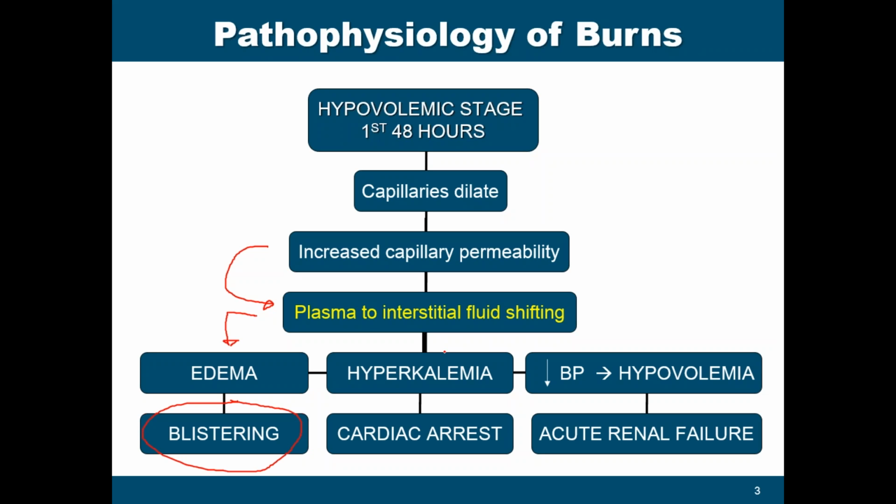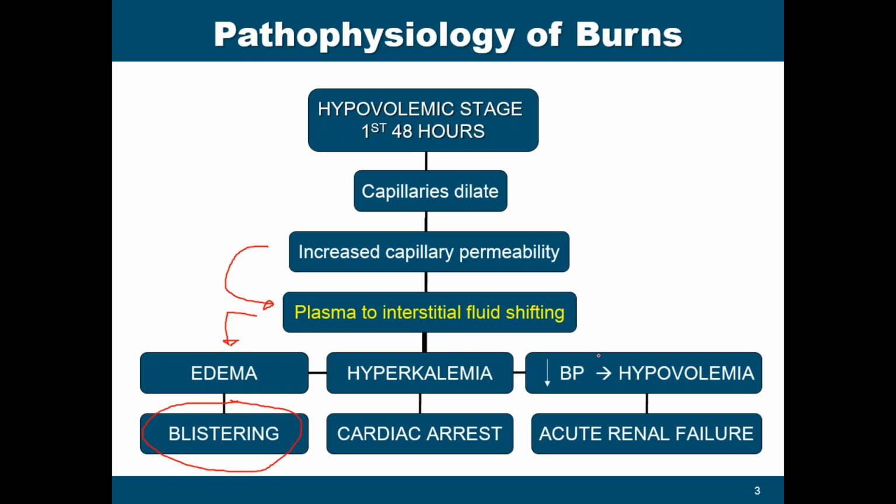Now, with the destruction of the cells, one electrolyte that is very important to remember because of the shifting is potassium. Potassium from inside the cells will move into the blood vessel or the vascular space, and that brings about hyperkalemia. And we all know that when the potassium level is very high in the first stage of burns, that would lead to cardiac arrest.